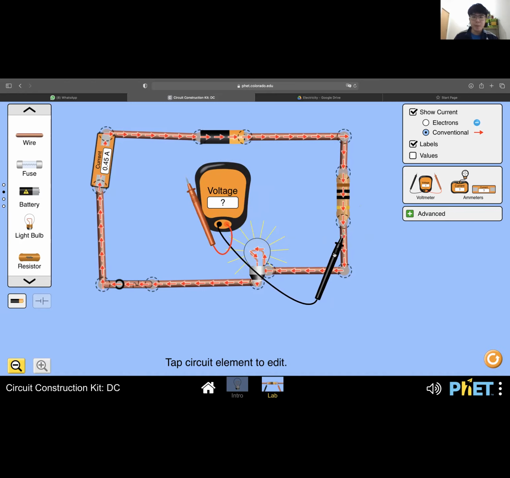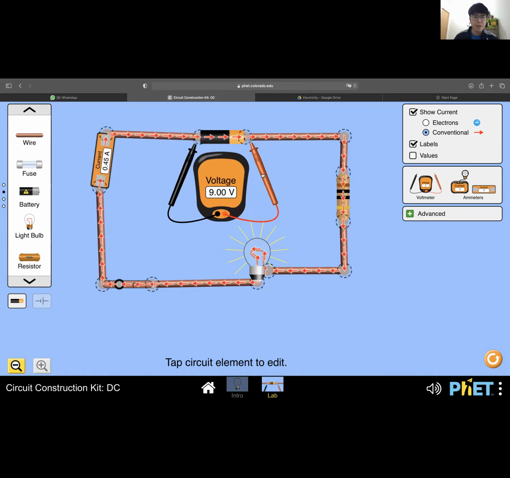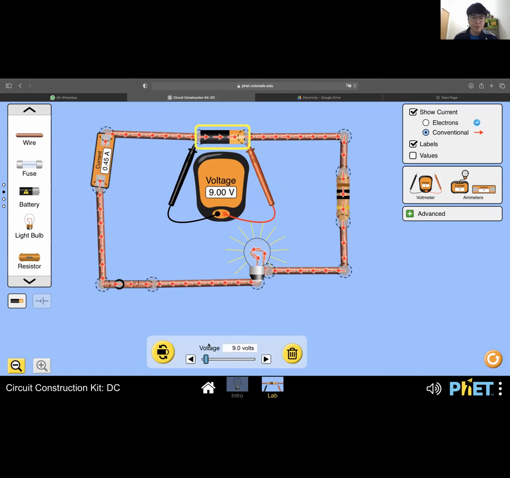Now, what if I increase the voltage of the battery? What do you think will happen to the current if I increase the voltage? Let's say this is 9 volts, right? I increase to, let's say, 18 volts. Observe the current values. Initially it is 0.45. So if I increase to 18, now see the current double, right?